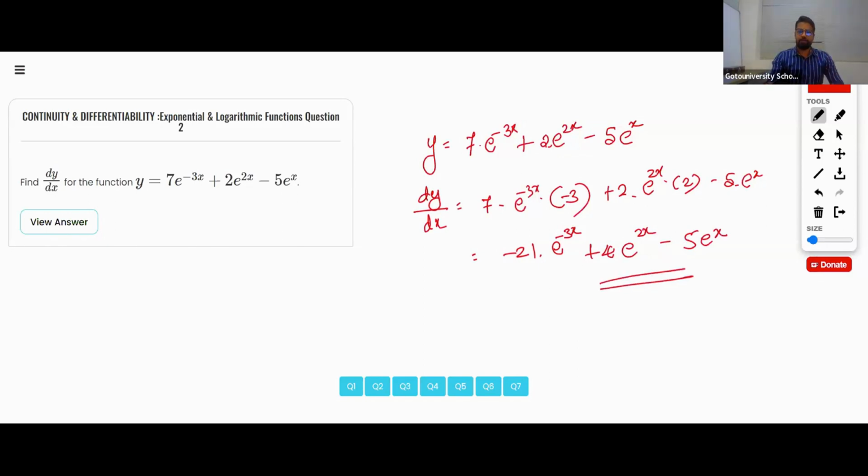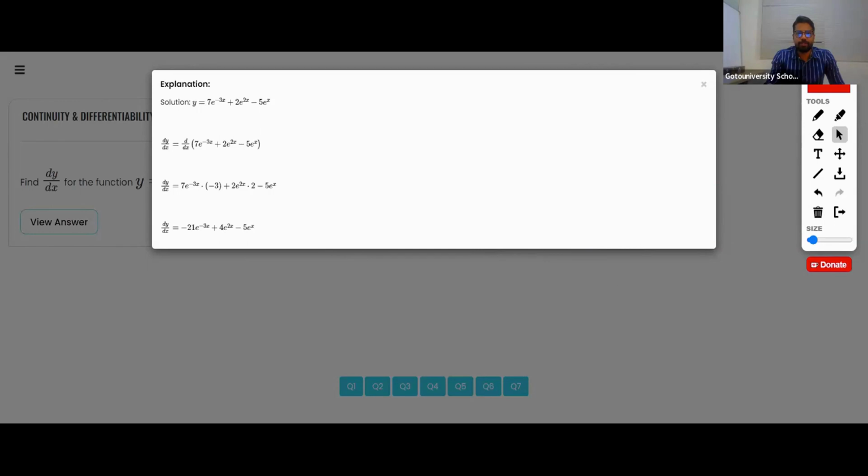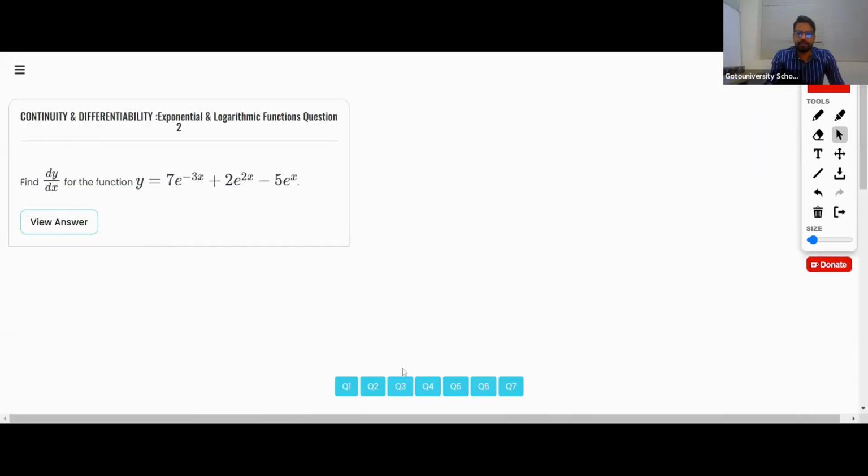Isn't it? You want to verify the answer? You want to verify quickly? Yes. See, minus 21 e power minus 3x plus 4 into e power 2x minus 5 into e power x. That's our answer. Yes? Any doubt in this? No, right? Let's go to the next one. We may have to increase our speed.